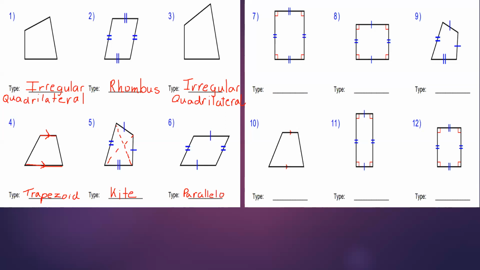Anyone else got parallelogram for number 6? Yes, sir. One so far. Okay. That's the only one so far, Olivia. Olivia, you probably got number 7 right too. What did you get for number 7, Olivia?